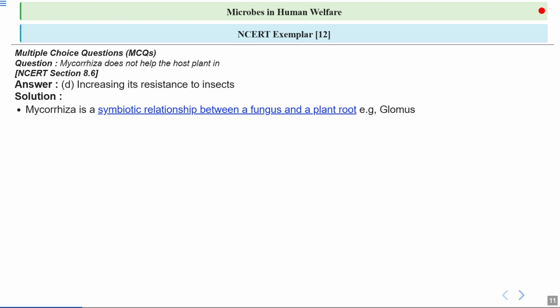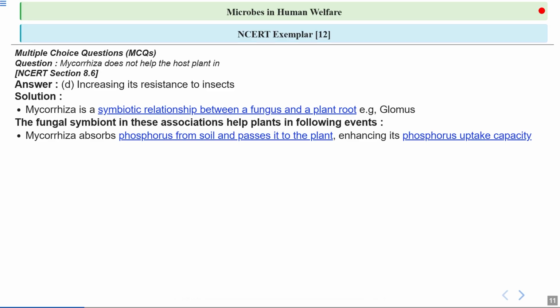A fungus, genus name Glomus. This is the mycorrhizal fungus. This fungus Glomus forms symbiotic association with the roots of many plants. Now, the fungal symbiont in these associations helps the plant in the following ways. First of all, it helps absorb phosphorus from the soil and passes this phosphorus to the plant, enhancing its phosphorus uptake capacity. The plant is not able to directly absorb the phosphorus which is available in the soil.